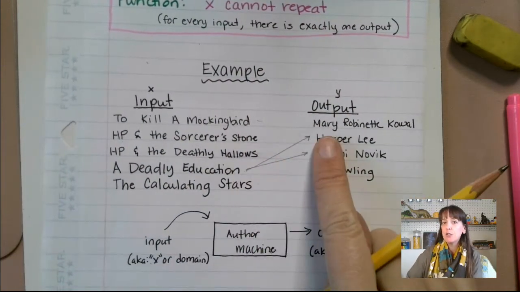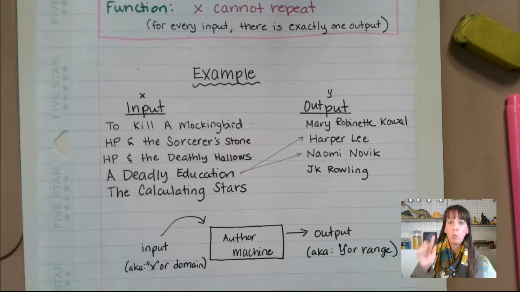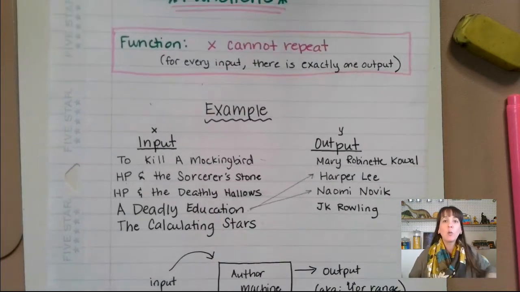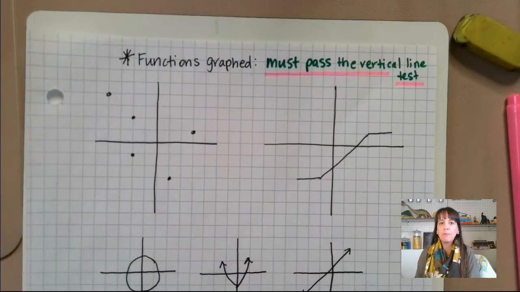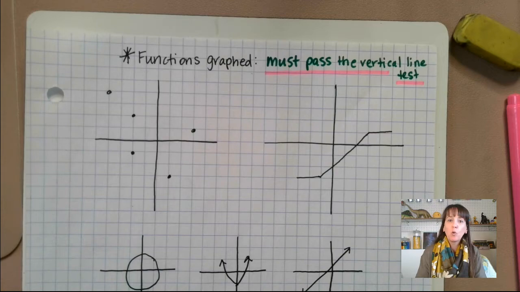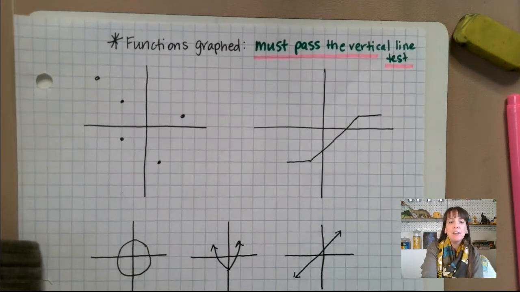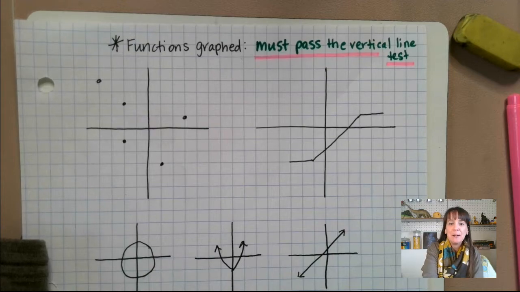I can't have two different authors for a one author book. Now let's talk about this in graphing form. In graphing form, it looks like this. Another way to determine if a graph is a function is if you graph it. It must pass that vertical line test. Now let's talk about that vertical line test.